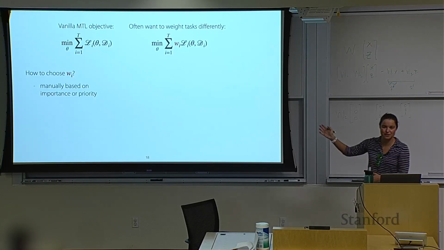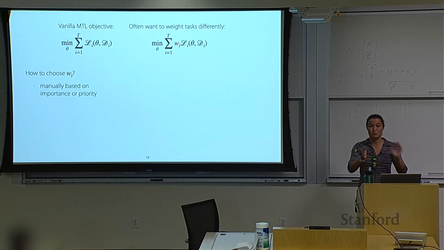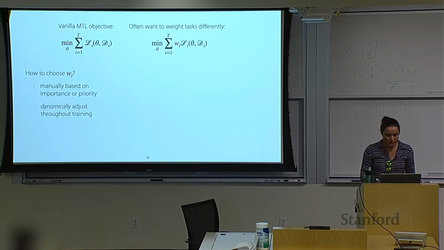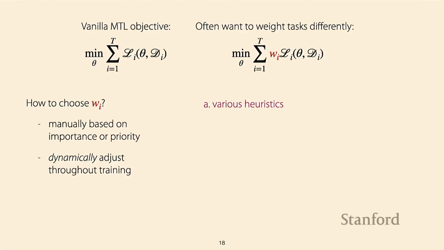The first thing that I have listed here is actually just based on some importance or priority, which would be some sort of manual selection. But there are also various heuristics that you could use to choose these weights as well. And the other thing that I'll mention is you don't have to have these weights be fixed throughout training. You could actually have them vary at different points of training, for example, if you have optimization challenges or if some tasks are doing worse than others in the optimization.